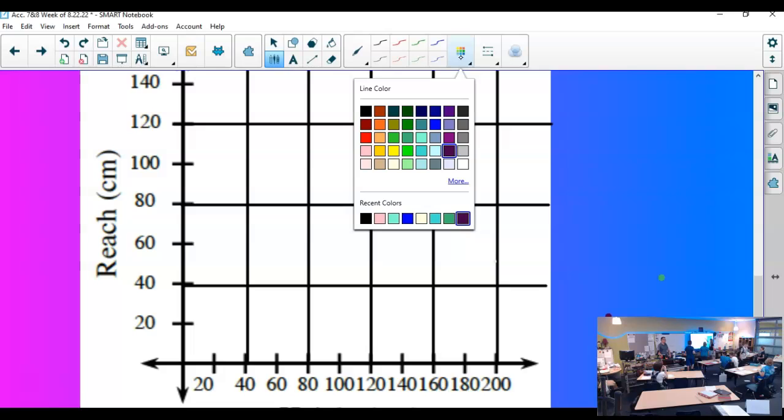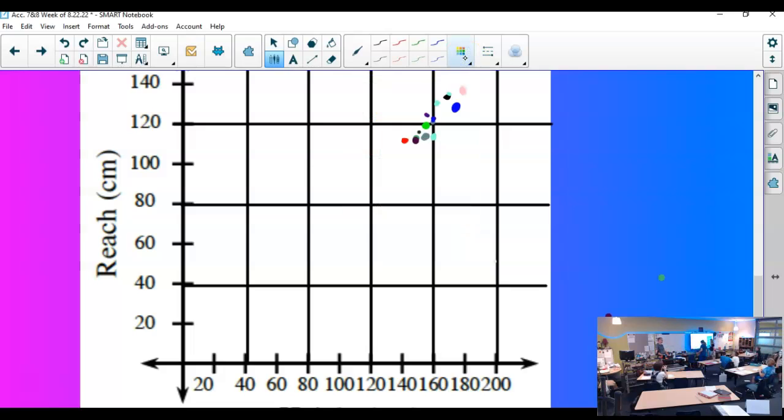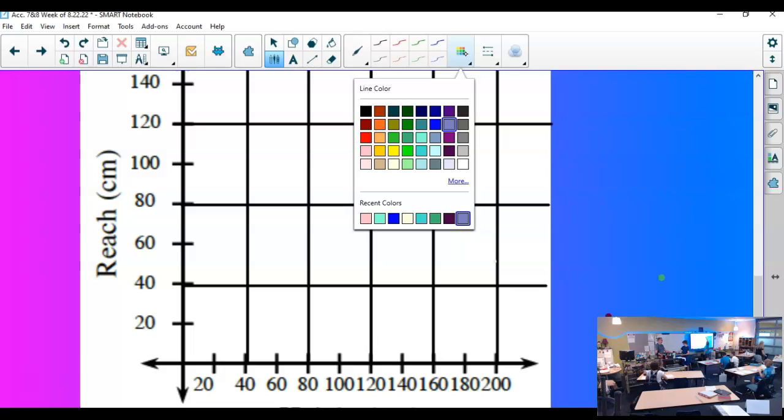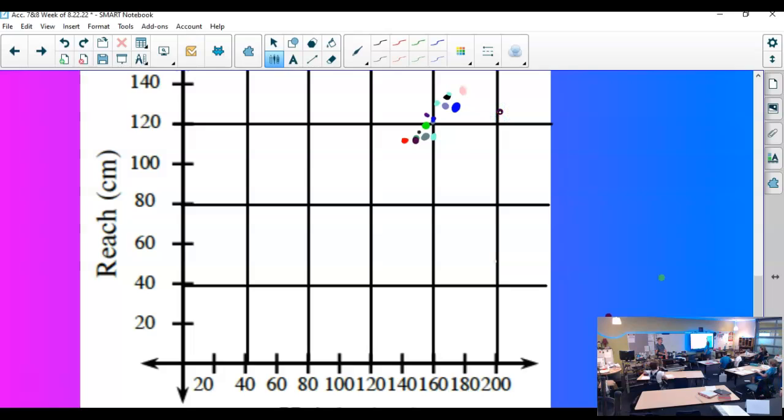If you have started looking at the homework problem, what are you going to need to be able to complete this homework? Graph paper! Graph paper.